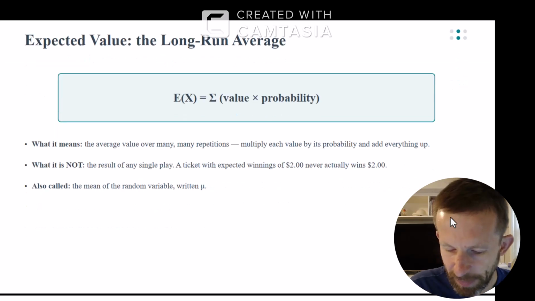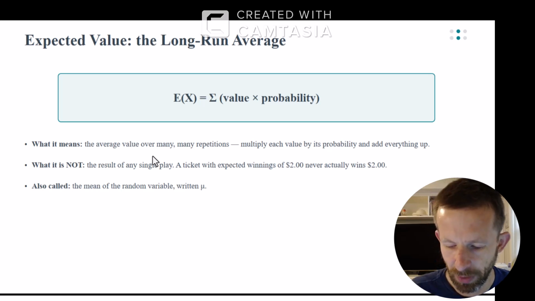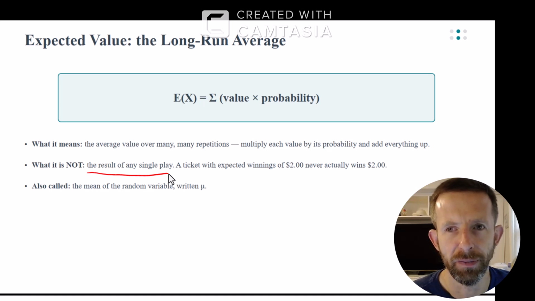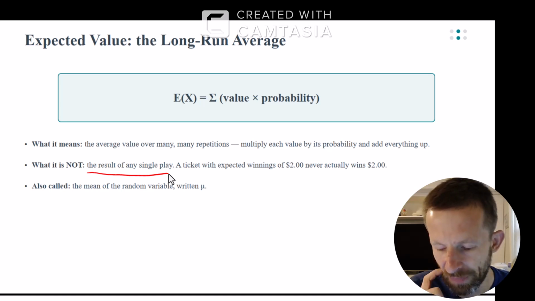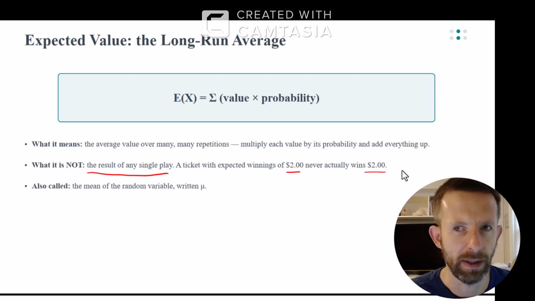All right, so expected value: what it means is the average value over many, many repetitions. Multiply each value by the probability and add everything up. What it's not is the result of any single play. It's just the average when you do play. A ticket with expected winnings of $2 never actually wins $2, like for example in our scenario.